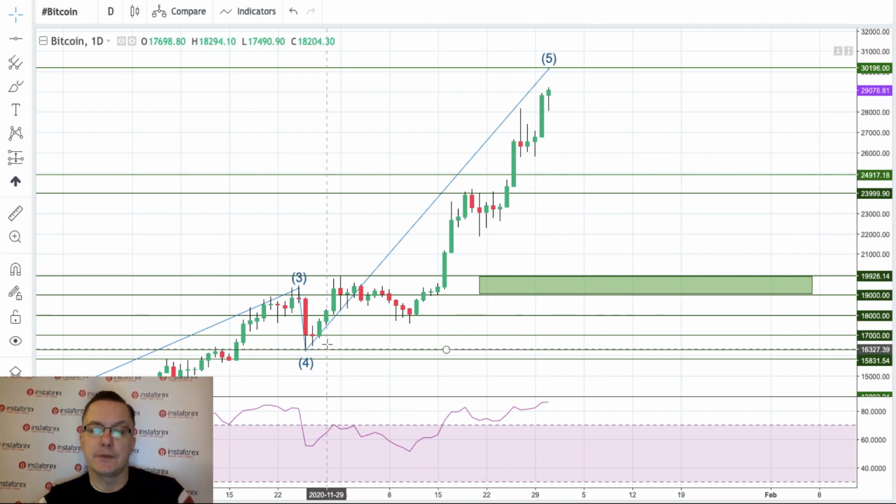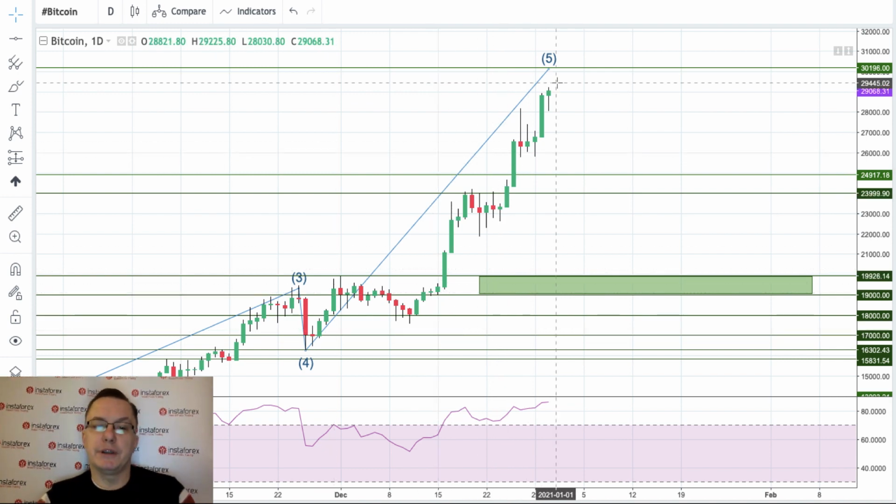The main 5 waves are almost done. The internal 5 waves are almost done. Very tricky situation on the Bitcoin right now. Please be careful.